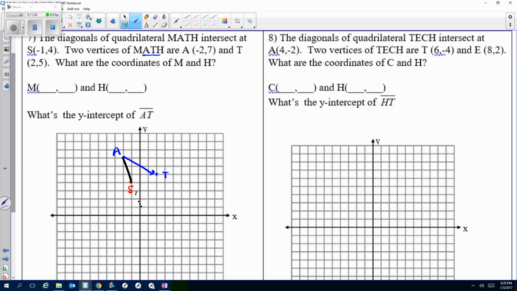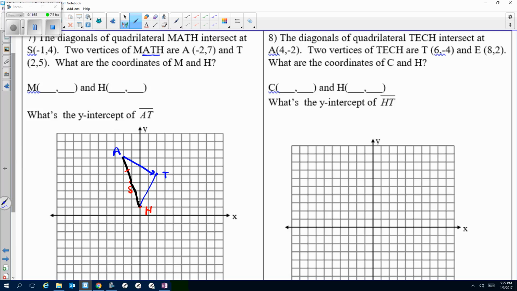If S is the midpoint, it's in the middle, okay? Well, it has to be on this line, so it has to have the same slope. So if I look, I'm going down 3, to the right 1 to get to S. I'm just going to repeat that process. Down 3, to the right 1. And there is where my H would have to exist. So that we would have this diagonal right here. I'm sorry for the crooked line. So here's A to T to H.